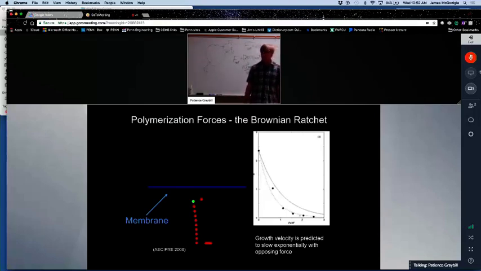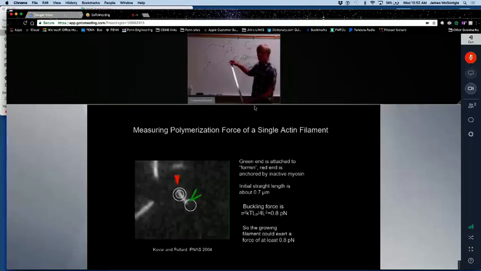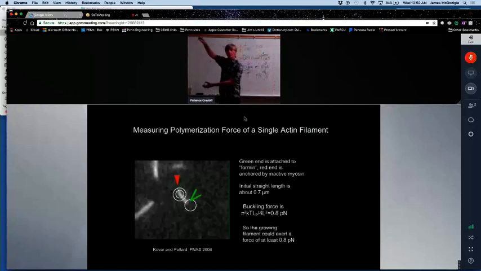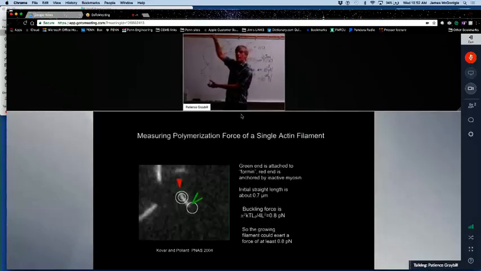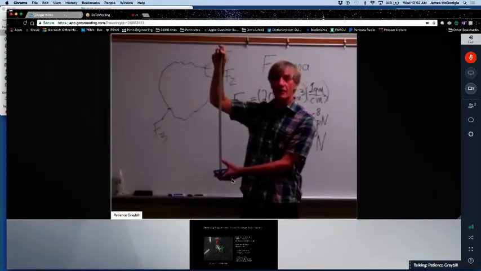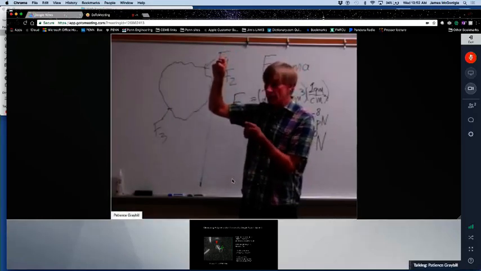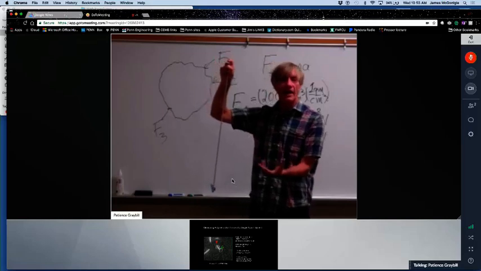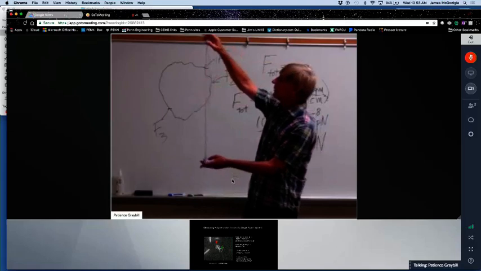Okay, now go to the next one, and Jim, can you maximize me again? Okay, so this is a very clever measurement of the polymerization force of a single actin filament. It's actually very hard to measure this force because actin filaments, if you let them get longer than a micron, become very floppy and they can't generate any force. And that's because they buckle. And what I'm talking about is this.